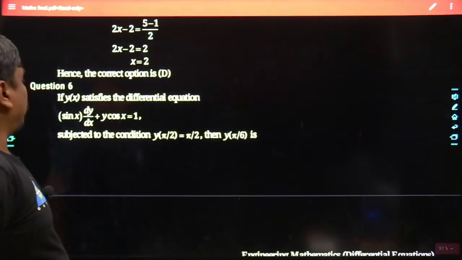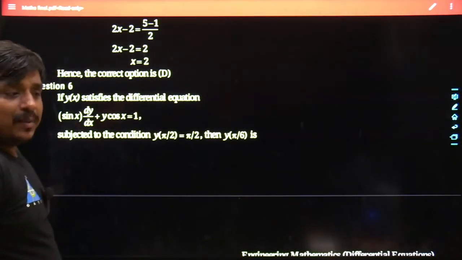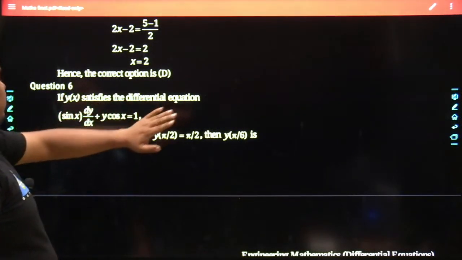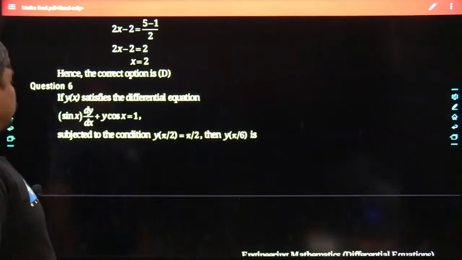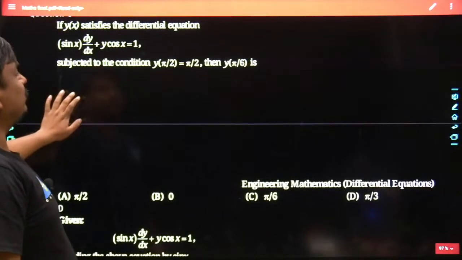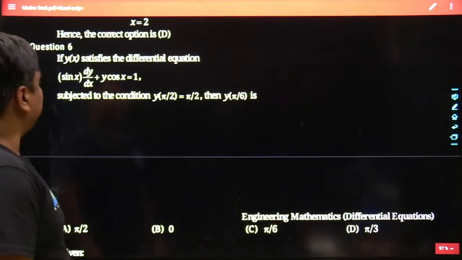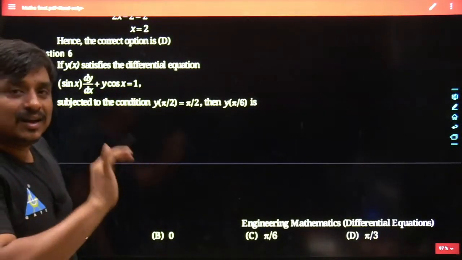Once you see this problem carefully, you'll get to know it is again a problem of Leibniz form of the linear differential equation. If y of x satisfies the differential equation sin x dy/dx + y cos x = 1, subject to the condition y at x = pi/2 being pi/2, then I need to find y at pi/6. Obviously, it is a problem of Leibniz form of the linear differential equation.